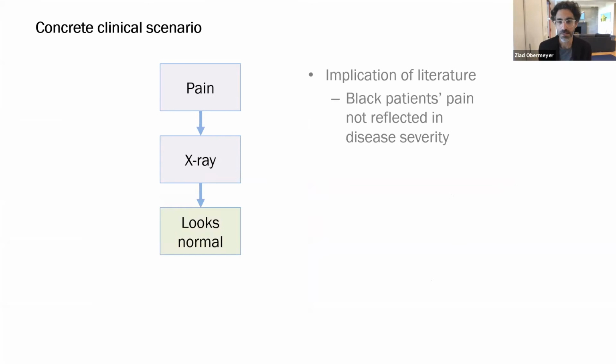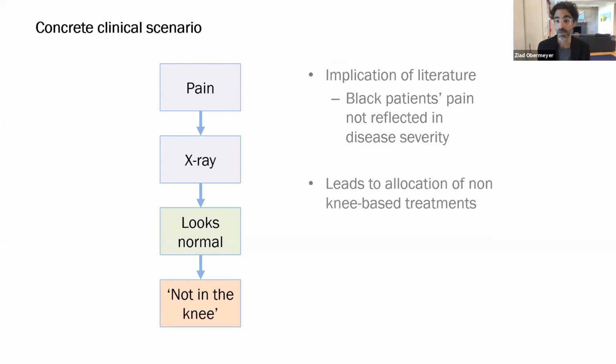And if we take this literature seriously, what we'd find is that if that patient is Black, it's more likely that that x-ray is going to come back looking pretty good. So the radiologist is going to say, well, the pain doesn't appear to be coming from arthritis or anything else that I can see in the knee. And what that's going to cause you to do as the doctor is to refer that patient to non-knee based treatments. So you might refer them to a therapist rather than an orthopedist.